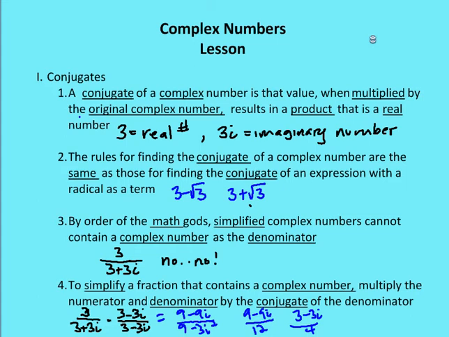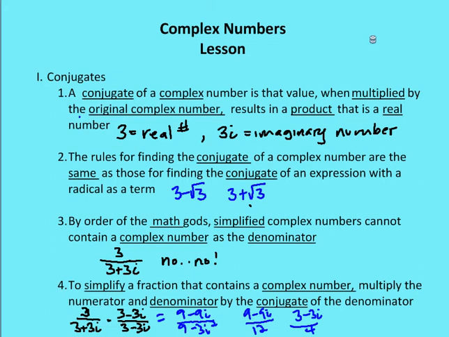So 3 again is a real number, 3i is an imaginary number. The rules for finding the conjugate of a complex number are the same as those for finding the conjugate of an expression with a radical as a term. So in this case I have 3 minus root 3 as my complex number. The conjugate of 3 minus root 3 would simply be 3 plus root 3.